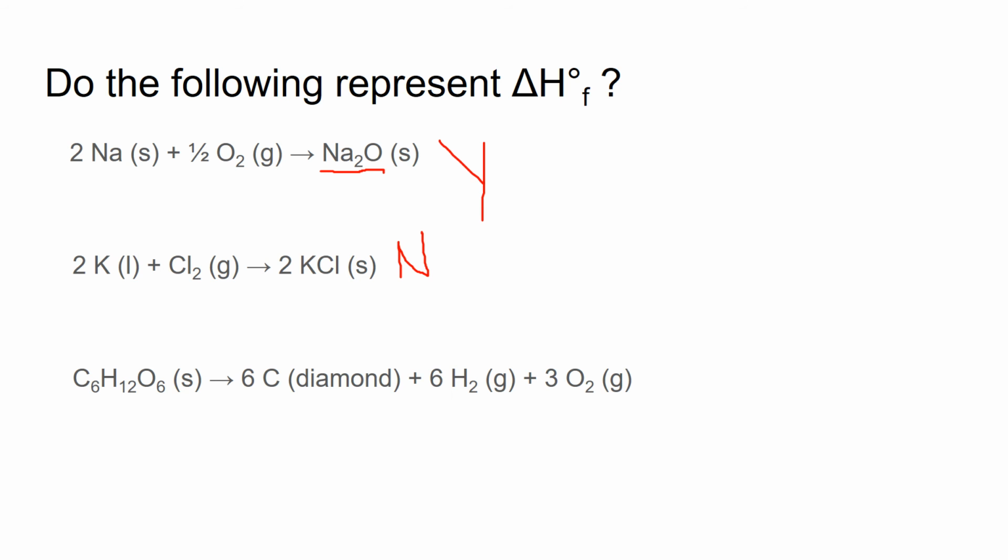C6H12O6 breaks down to 6C plus 6H2 plus 3O2. This is also not a heat of formation because you are not forming the C6H12O6. If this reaction were reversed, then yes, it would be a heat of formation. But since it's in this direction, it's not, because you're breaking down the compound, you are not forming it. So basically what you want to remember is you're forming 1 mole of a compound from its constituent elements.